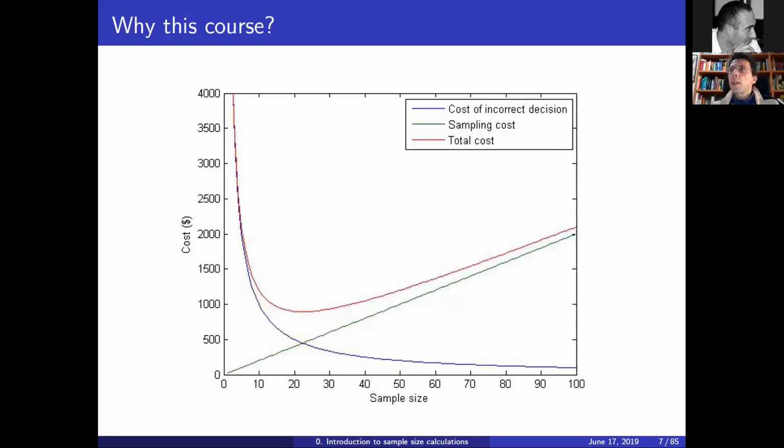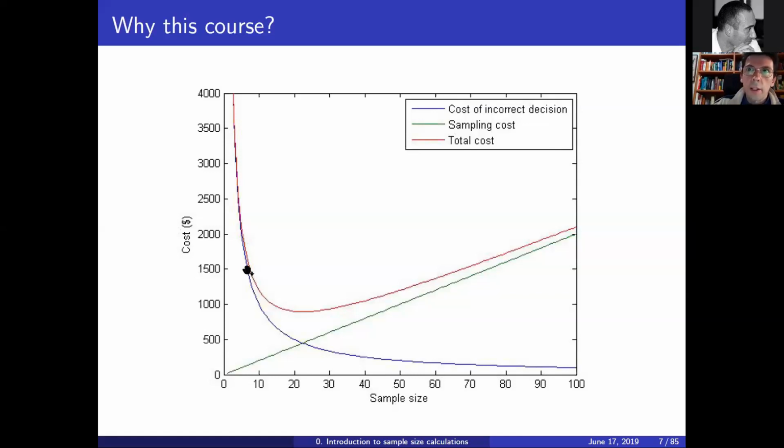So let's say that you take very few animals, and you are unlucky and you think that your vaccine is useful when actually it is not. So you take the decision to proceed to further experimentation, and this further experimentation costs money for something that is not useful. And that is a very costly decision.